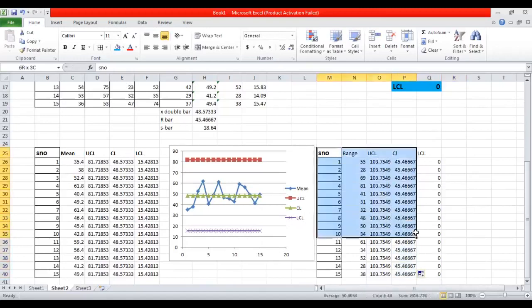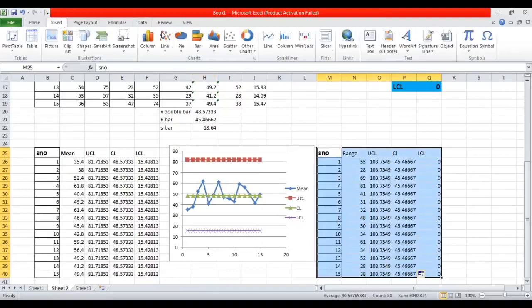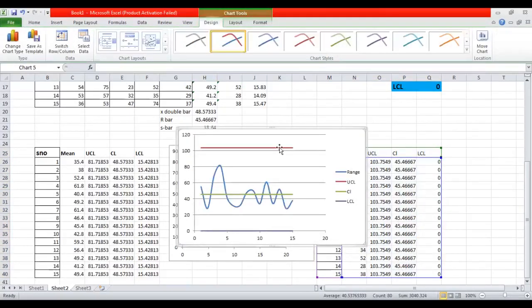Now for these values, we create a range chart. Select all the values, insert, scatter, and select any type of chart. So if you observe, this is the UCL line, this is the CL line, and this is the LCL line. Whatever the blue color line is there, that is the range values. If you observe, this range line is in between UCL and LCL only. So the process is under control.